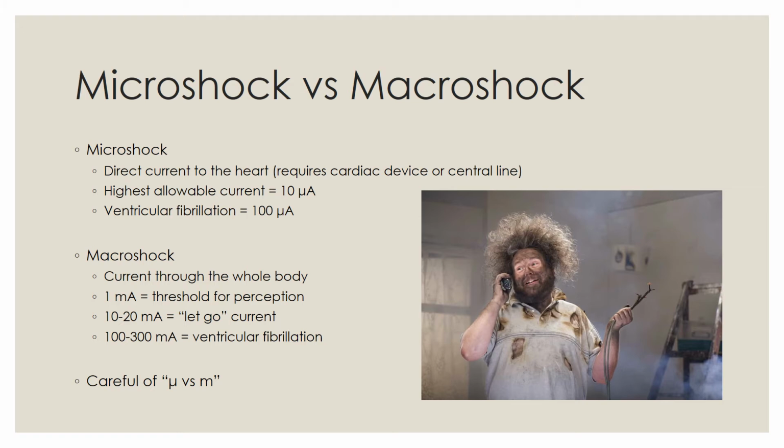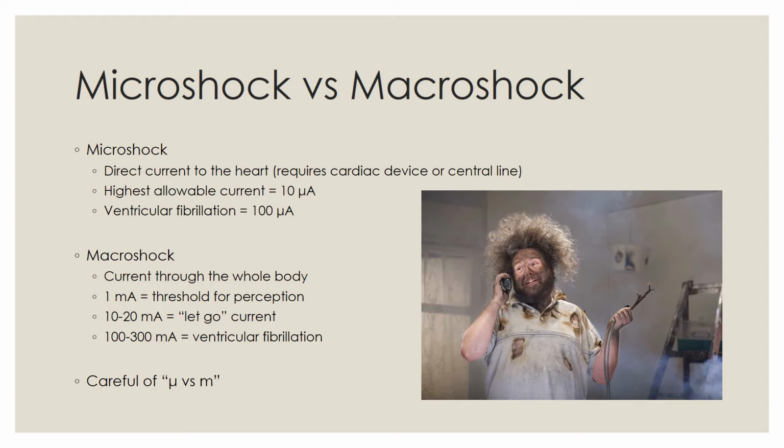All right, so in the couple of sessions that I've had with you guys, there have been quite a few questions about microshock versus macroshock. This also was on the practice test and answered incorrectly by many of you. So what microshock is and why that's problematic is it's direct current straight to the heart, and it requires a highway to the heart, either an intracardiac device or a central line, something where electricity can travel through the heart.